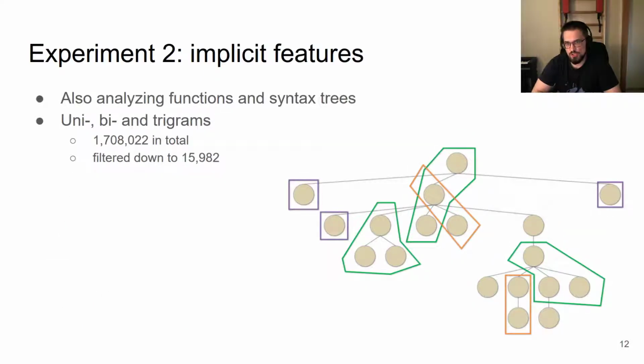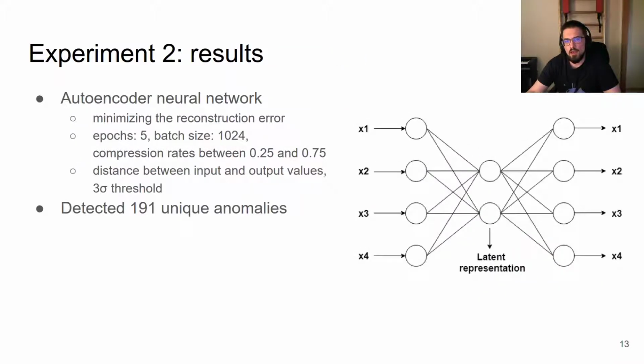The second experiment on source code was based on implicit features. This time we used n-grams to form feature vectors, namely bigrams and trigrams. It resulted in a huge amount of different n-grams, which we filtered, throwing away rare and frequent n-grams since they contain less information for us. And then an autoencoder neural network was used to find outliers in this data. We had a very simple network architecture with only one hidden layer. We experimented with different compression rates of this middle layer, and this approach left us with a plausible result of 191 anomalies.